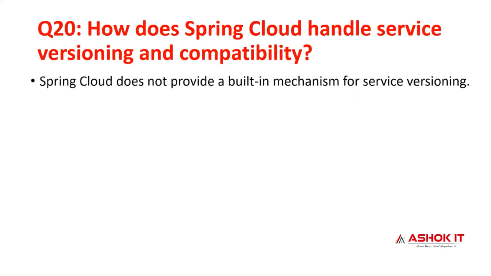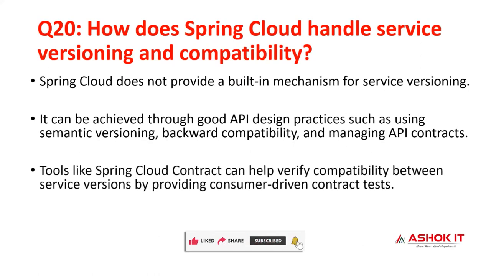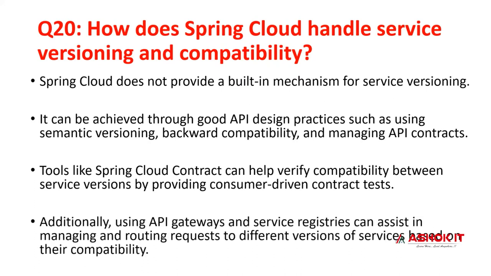Question number 20, how does Spring Cloud handle services versioning and compatibility? There is no direct approach in Spring Cloud, but we can handle them by using a standard API design, semantic versioning, backward compatibility support, and maintaining API contracts. You can use Spring Cloud Contract that can verify the compatibility between service versions. In case of consumer driven contracts we have, and we can even use API gateways and service registration that can manage and route to different versions of services based on the compatibility.